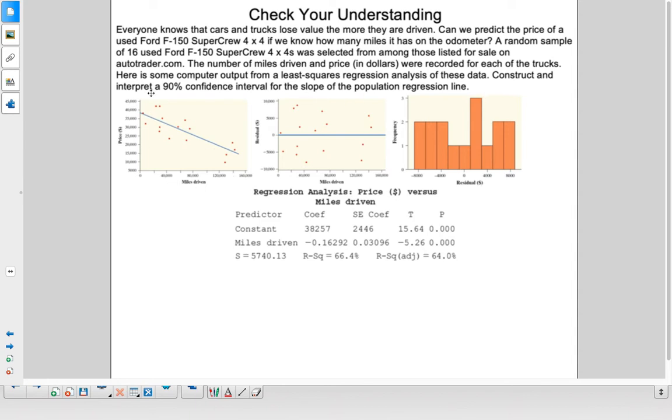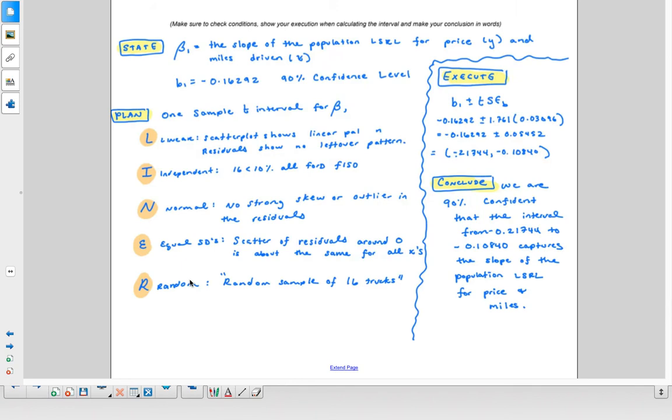So we have the sample. It does have a slope. That's our statistic. It's a way to summarize something from a sample. And we want to estimate, if we were to have every single Ford F-150's miles driven and price, what the slope would be there. So we have our computer output.